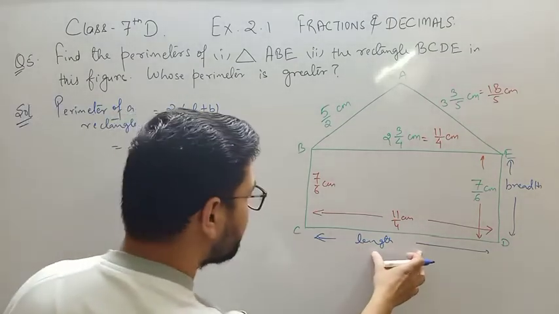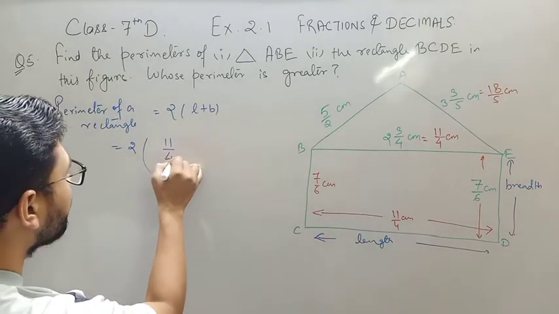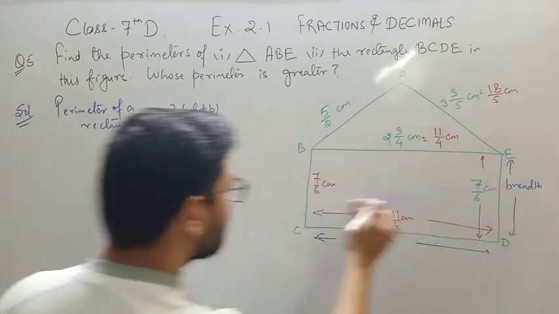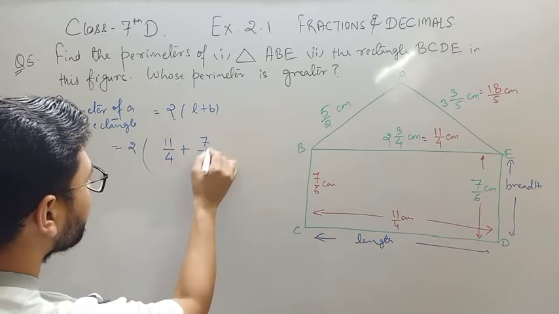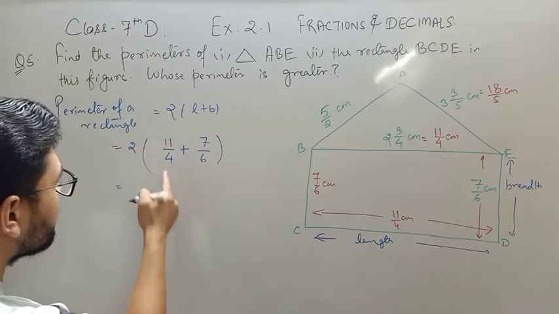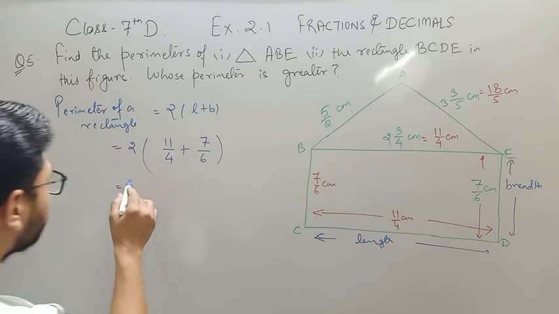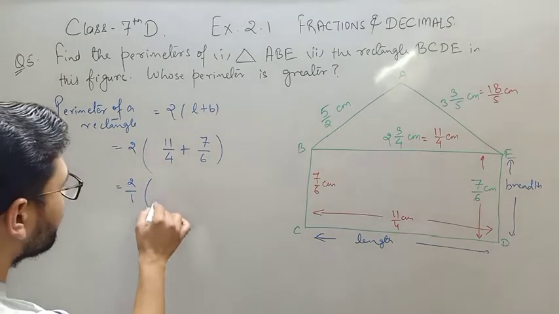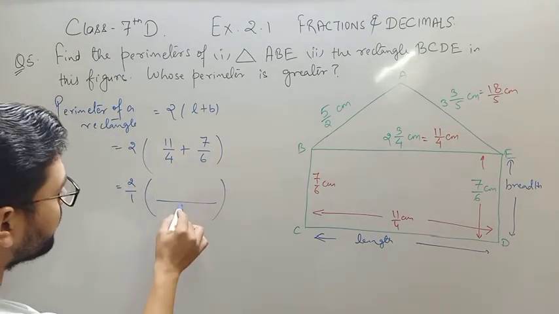What is the value of length? 11 upon 4. What is the value of width? 7 upon 6. Now, what is the LCM of 4 and 6? The LCM of 4 and 6 will be 12.